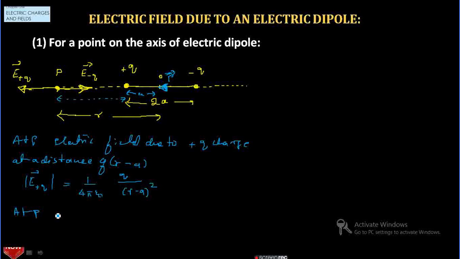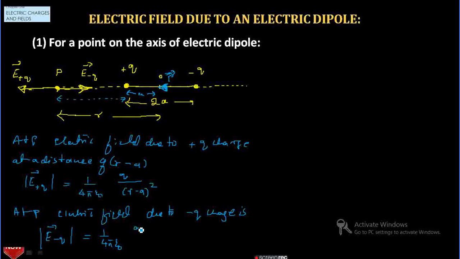Similarly, at P, what is the electric field? At P, electric field due to minus Q charge is, E minus Q vector magnitude. First we have to consider E vector magnitude, 1 by 4 pi epsilon naught Q divided by R plus A whole square. What is that? R plus A whole square. See here. So from negative charge we have to add A to the R, then only we get the total length from the negative charge to the point P where we are going to find the electric field.